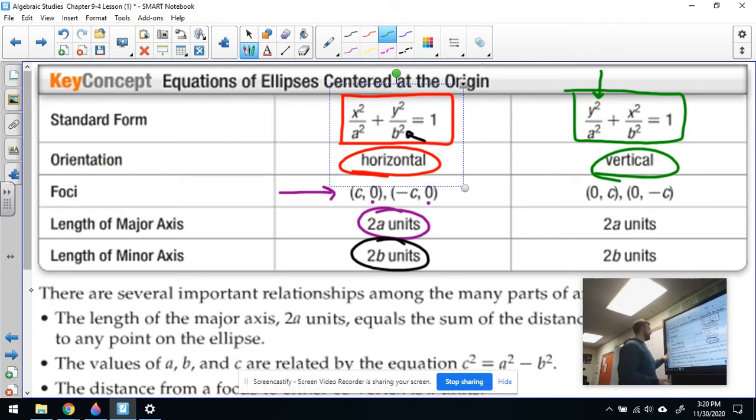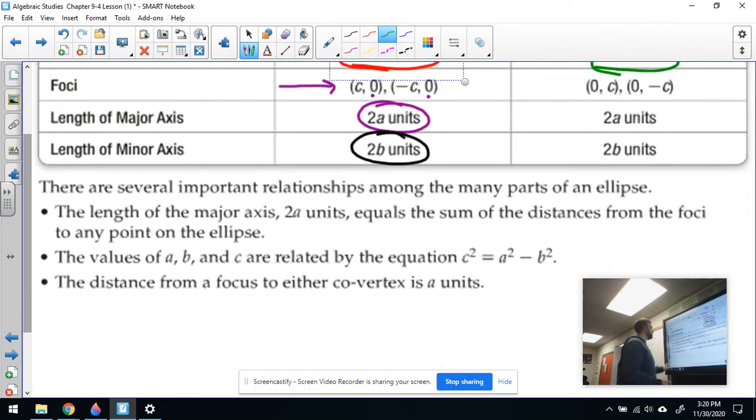Now, I said on the last page that our foci were set up by some formula. It's this equation right here: c squared is equal to a squared minus b squared. So that's the value that changes all the time. If we know a and we know b, or if we know b and we know c, we can always find the third one by using this.